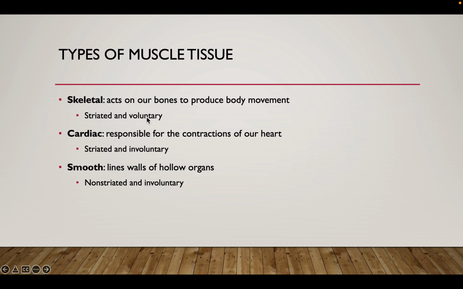Voluntary meaning that we have conscious control over this muscle, so you can think and you can consciously control whether or not your biceps brachii muscle contracts, right? There's lots of other muscles that are voluntary, all of our skeletal muscle. And then it is striated, and we'll look at what striated means and what striations mean.